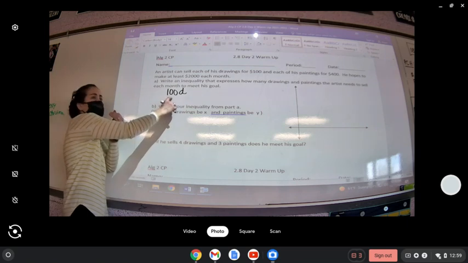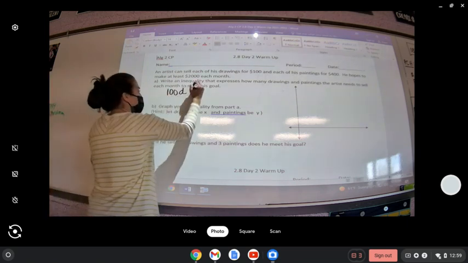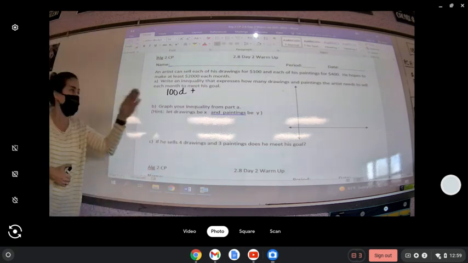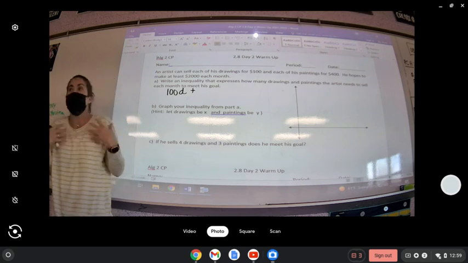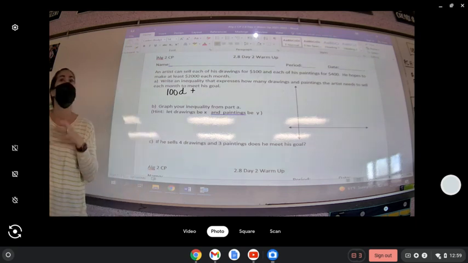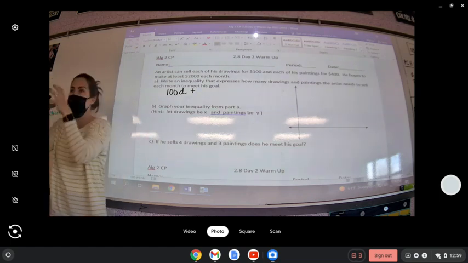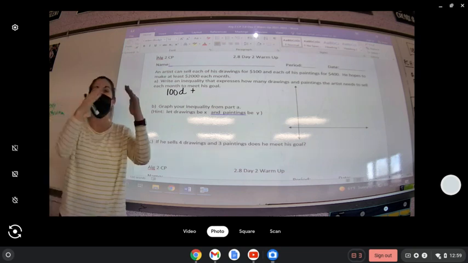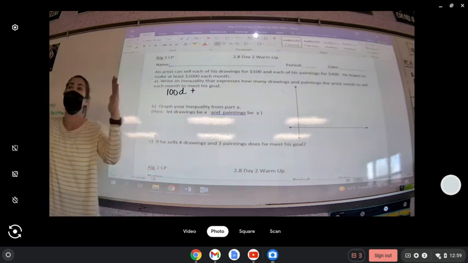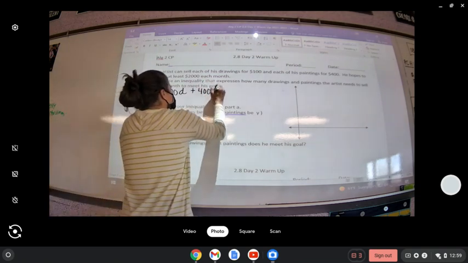100D. That's how much money he stands to make from his drawings. He will make $100 per D for each drawing that he sells. Right? And then on top of that, he's selling paintings. What does a painting go for? 400. So if he sells 1, he gets $400. That's 400 times 1. If he sells 2, he gets 800. 400 times 2. Let's say he sells P paintings. He's going to get $400 per P. That's going to be 400 times P. That's how much money he'll make when he sells the paintings.